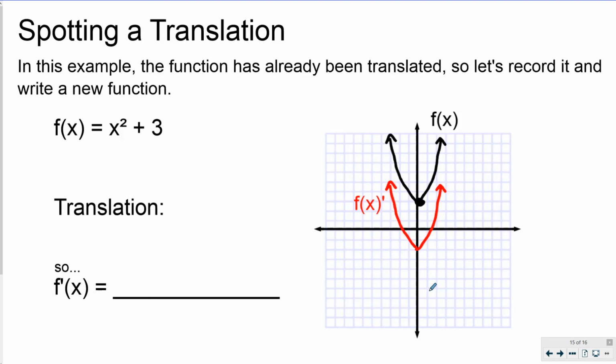And then finally, if you're looking at a graph and you see two functions, it's very likely one of them is a translation. So in this example, this function f of x has already been translated down to f prime of x. So let's record it and write the new function. So the original function is f of x equals x squared plus 3. But the translation was down 1, 2, 3, 4, 5. So the translation was down 5. So f prime of x, essentially what I'm going to need to do here is take away 5 from the original function. So I get f prime of x equals x squared minus 2.